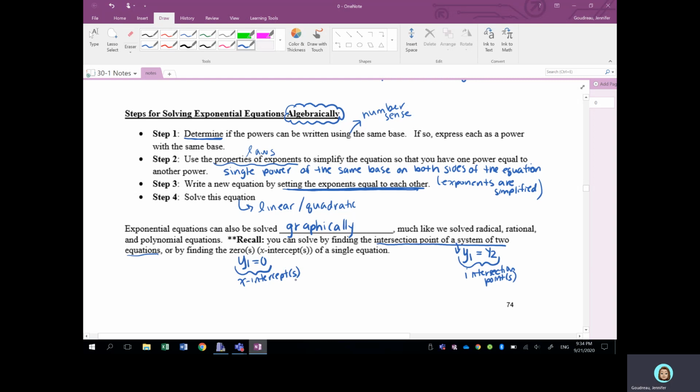Please keep in mind that when we solve by graphing, no matter what kind of equation we are solving, we are going to state the x value only of our point that is where our solution is. So we're going to state the x value only. So point of intersection, x value. X-intercept, x value.